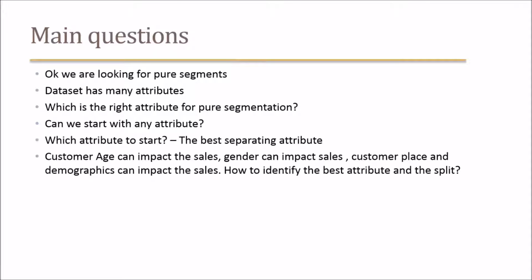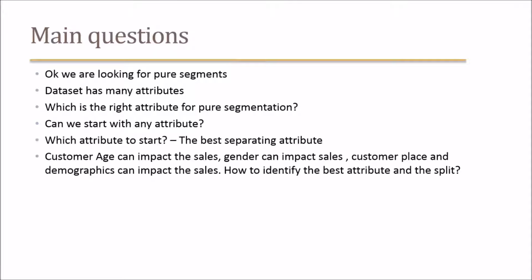Now the dataset has many attributes. It has age, it has gender, it has the place that the customers are coming from, the previous orders, etc. So which is the right attribute for pure segmentation? How do we identify whether age is a good one or not? How do we identify whether gender is a good one or not? Or is there any better attribute that can make two good segments?